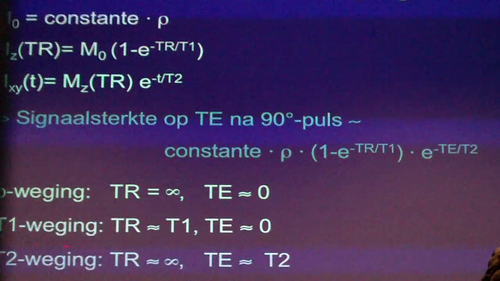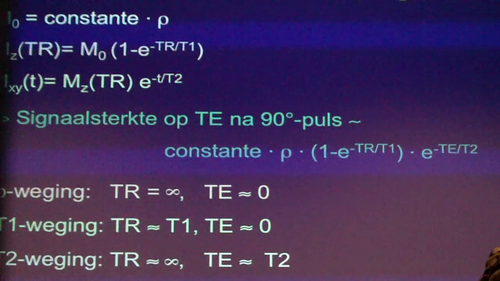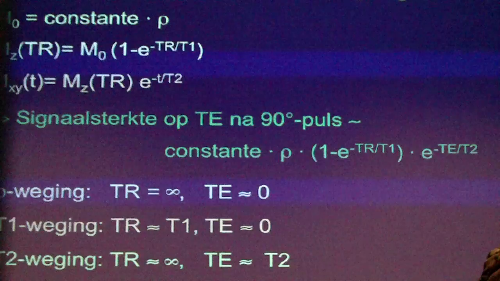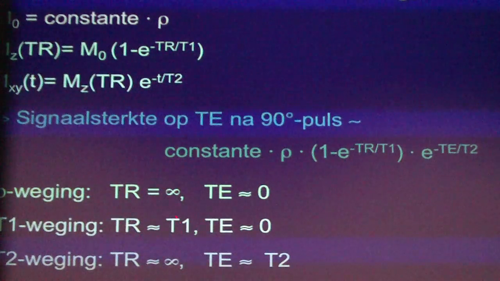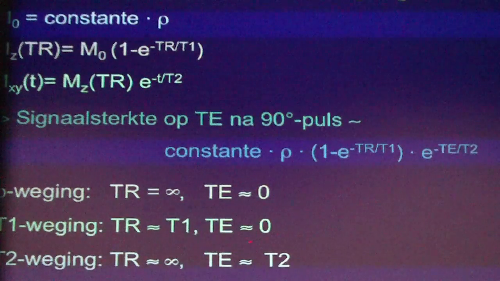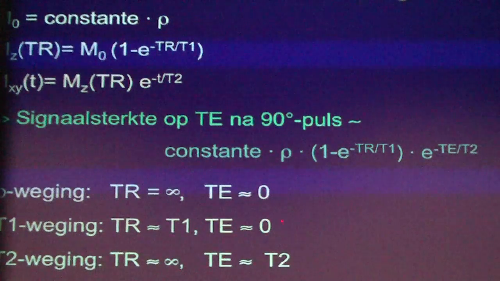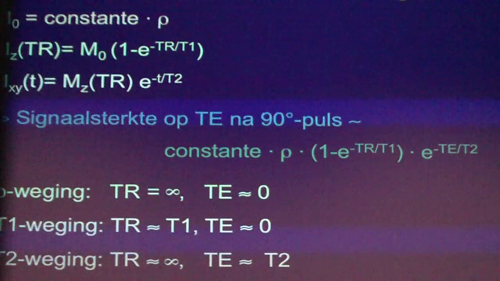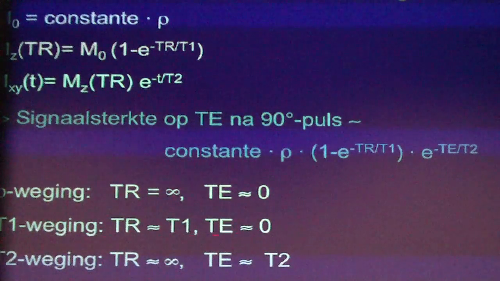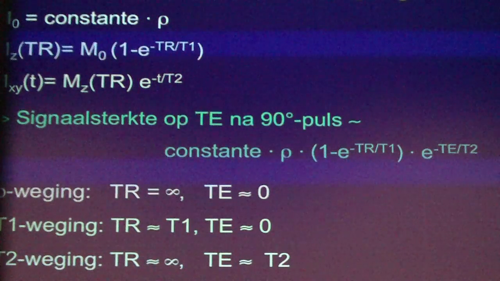If you want to have T1 weighting, your repetition time should be shorter, in the range of the relaxation times of the tissues. And your echo time, you want to choose very short, because your echo time determines how much T2 contrast you have. In the T1 weighted images, you don't want to have T2 contrast.